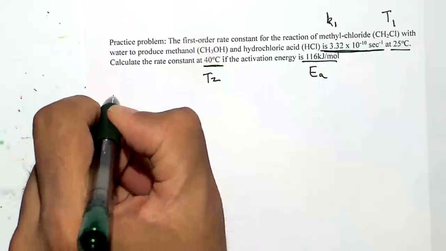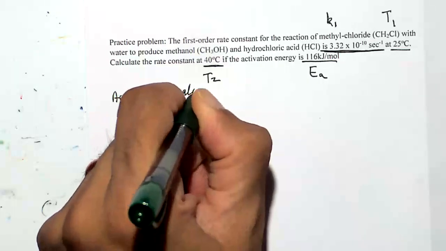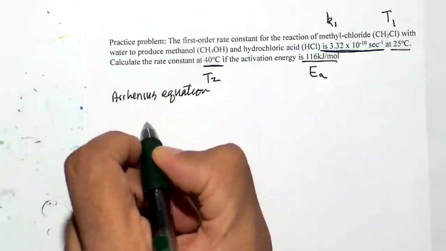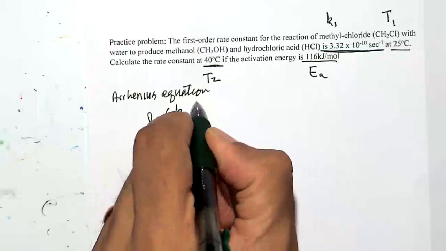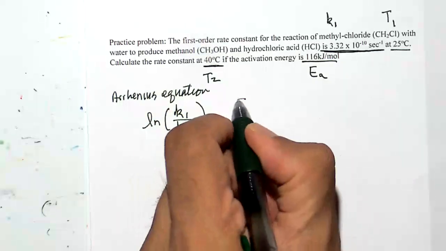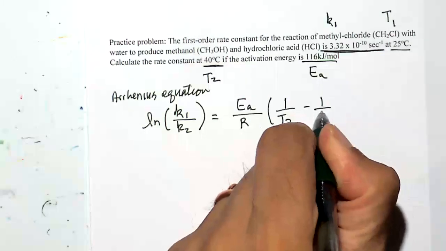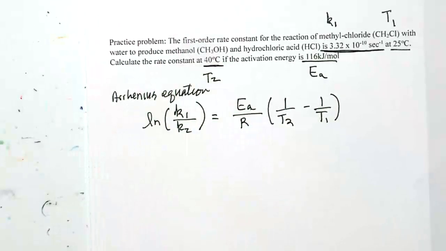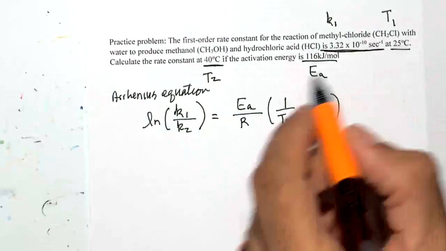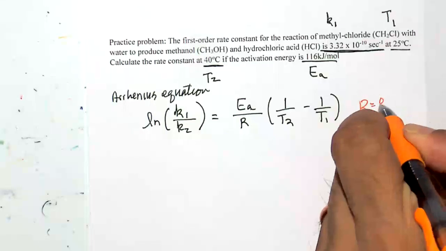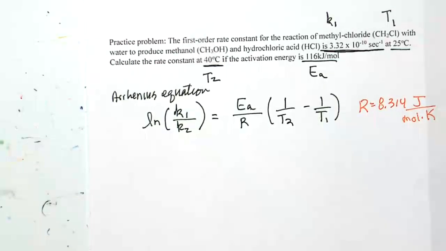Right, so we're going to use the Arrhenius equation here, which I'll give you on the exam. We have rate constant K1 at 25 degrees divided by rate constant K2 is equal to the activation energy divided by R, times 1 over T2 minus 1 over T1. I'll also give you not only this equation, I'll give you R. You don't memorize it, and you don't memorize this equation. R is 8.314 joules over mole Kelvin.